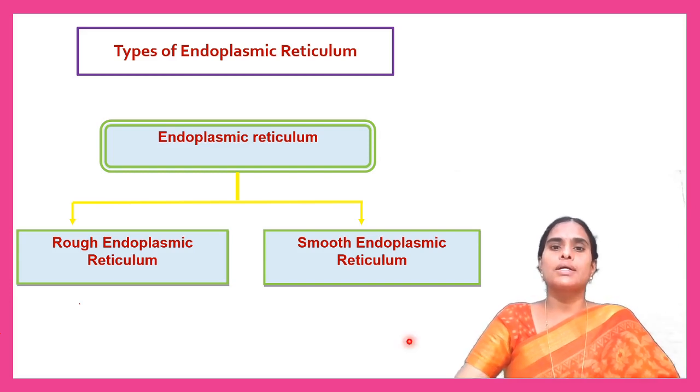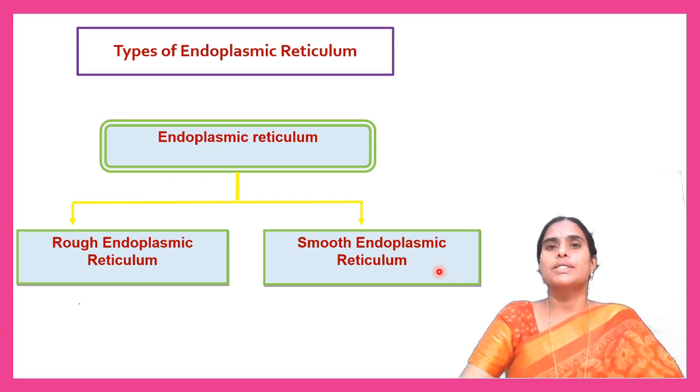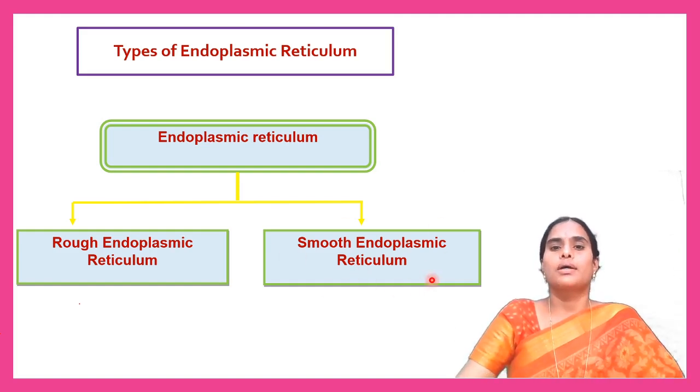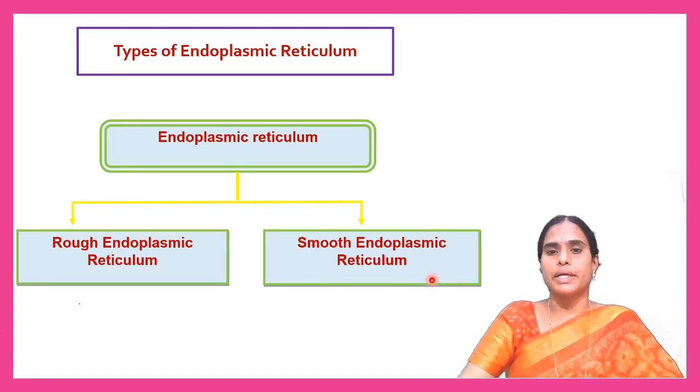And the second one is the smooth endoplasmic reticulum. Smoothness is because of the absence of ribosomes. There are no ribosomes on the surface of the endoplasmic reticulum, so it is called smooth endoplasmic reticulum. The smooth endoplasmic reticulum is involved in the synthesis of lipids, so it is called the factory of lipids.